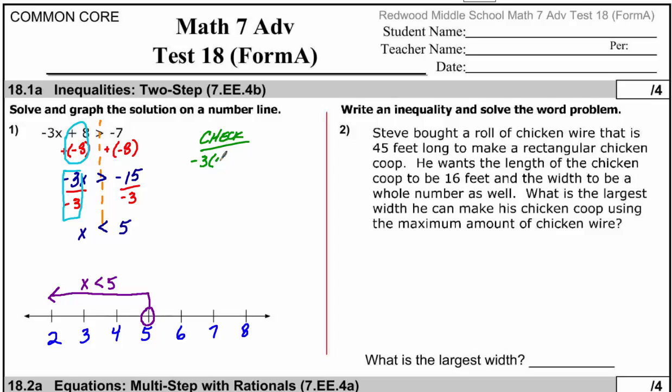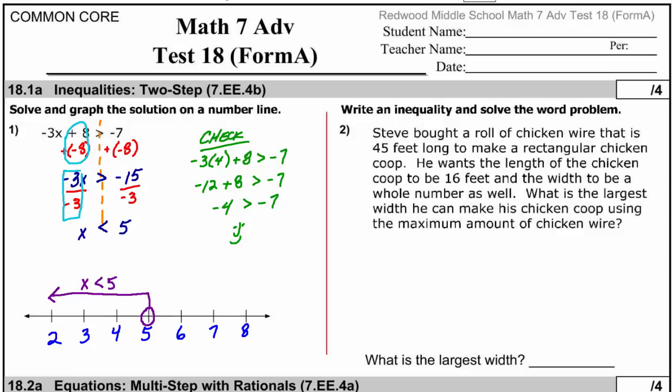So we're going to have -3 times 4 plus 8 greater than -7. -3 times 4 is -12 plus 8 greater than -7. -12 plus 8, -4. And yes, -4 is greater than -7. Done. If I picked a value on this side, it would have worked out to be false. If I'd picked 6, I'd have -3 times 6 is -18. -18 plus 8 would be -10, and -10 is not greater than -7.